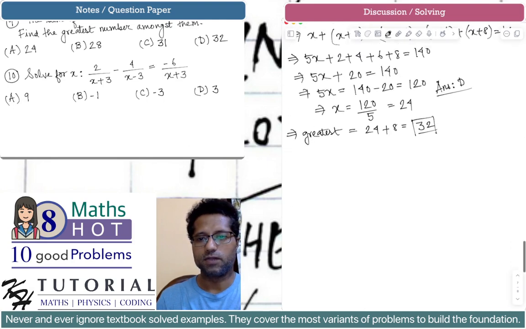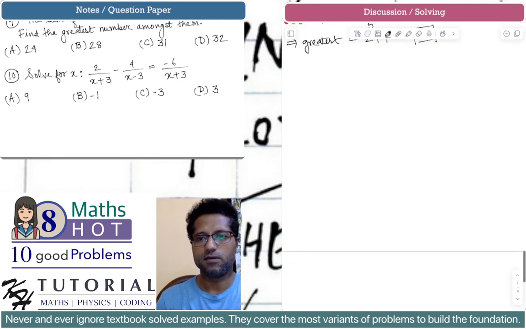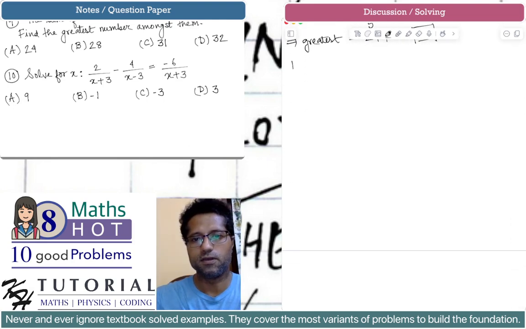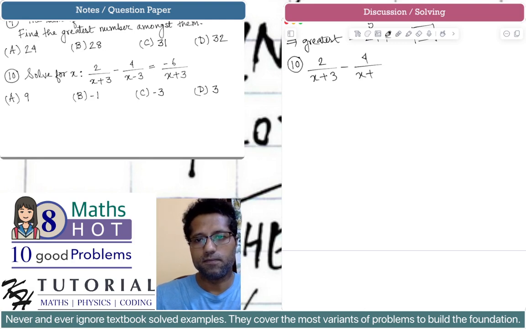Okay, let's solve the last problem, 10, which is again solve for x. That is, an equation is given. We have to solve the equation, that is, find the value of x which satisfies the given equation. The given equation is 2 by x plus 3 minus 4 by x minus 3 is equal to minus 6 by x plus 3.